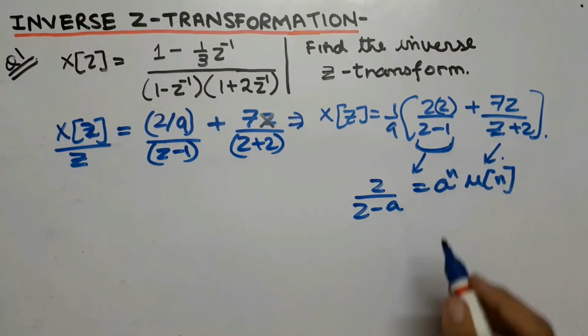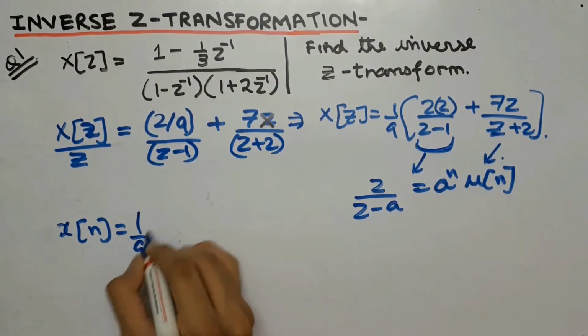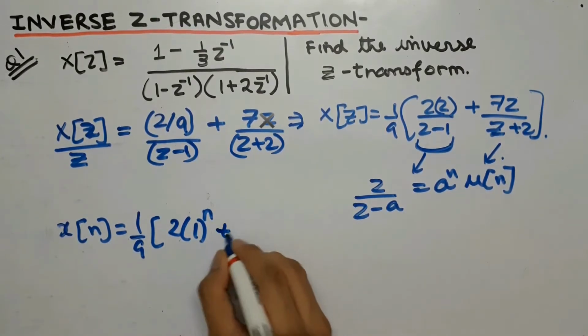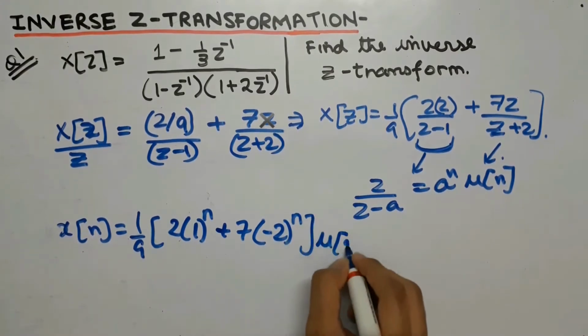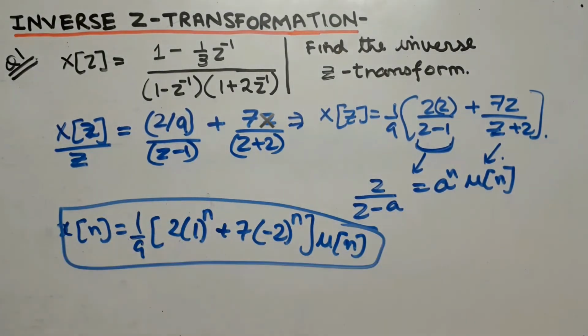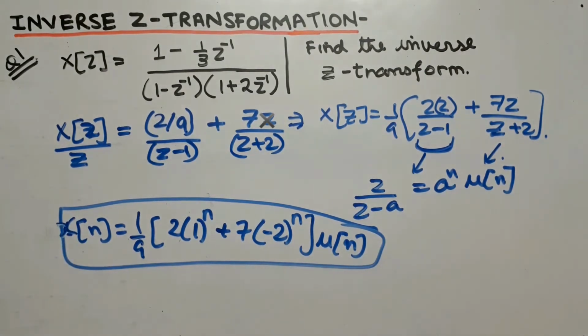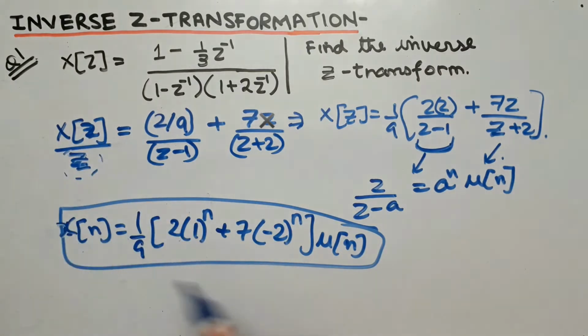Now on applying this formula on this equation, you will get x(n) equals 1 by 9 into [2 multiplied by 1 to the power n plus 7 into (minus 2) to the power n] and whole u(n). Now guys, this is our final answer, that is, we have found the value of x(n) using the necessary inverse Z transformation formulas. An important concept to remember in this question was to bring the z on the LHS. That is, when we solved this equation and got z on the RHS, we had to bring it to the denominator of X(z).